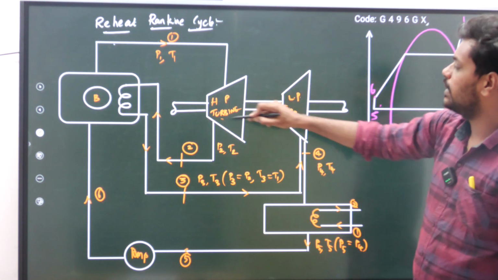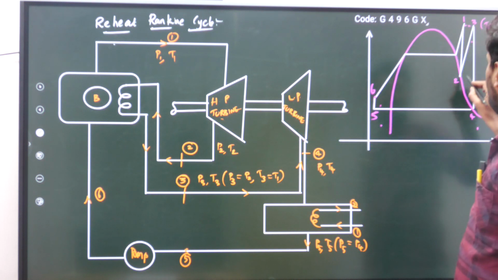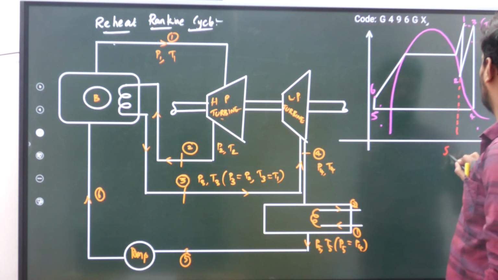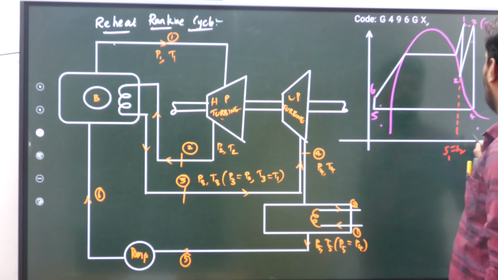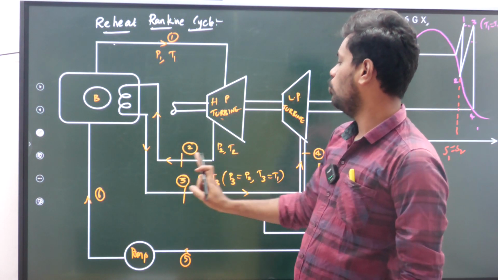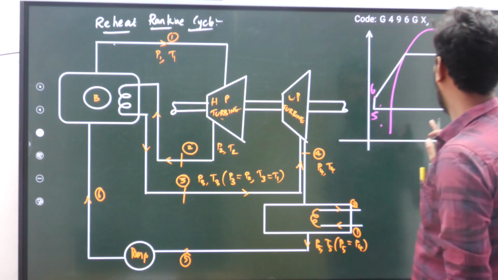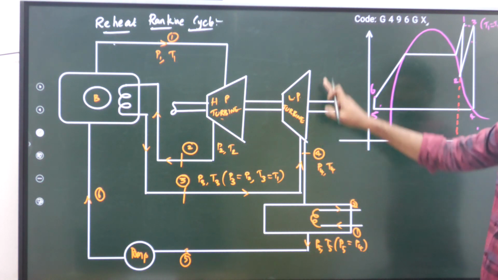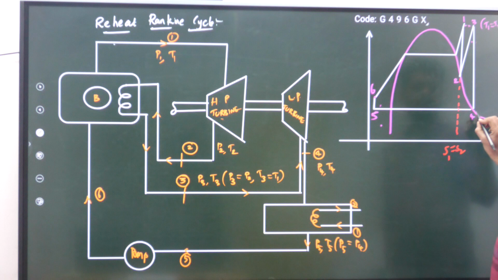Then from 1 to 2 it is expanding. Expansion means it is an isentropic process only. Okay, it is isentropic, so that's why S1 is equal to S2. Again, I am heating this steam at P2, T2 to P3, T3. So again I am increasing the temperature, T3 equal to T1. Then after that, from 3 to 4 it is expanding, so this process is an isentropic expansion, where S3 is equal to S4.